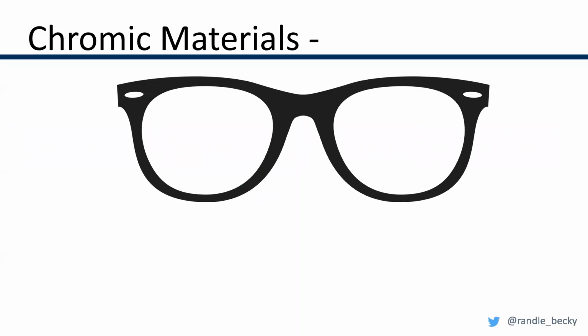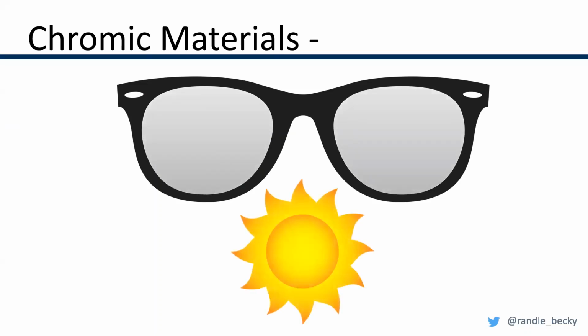But the most common form of smart material is what I work with, and those are chromic materials. Chromic materials change color based on an external stimulus. These are very commonplace. You probably have seen some of these products before. If you have a pair of sunglasses that tint in the sunlight, these are responding to sunlight. They are called photochromic because they're responding to photons in the sun. So something that changes color based on an external stimulus.